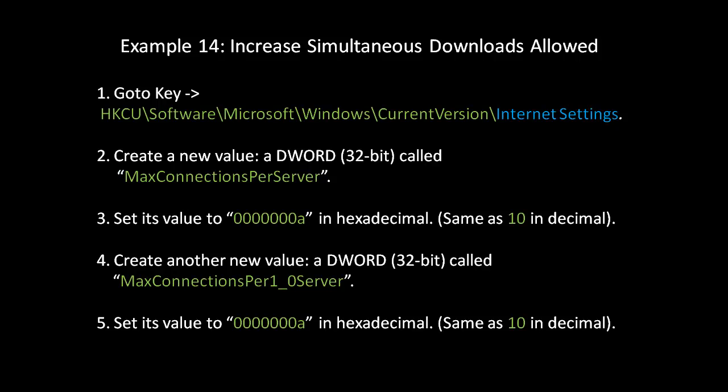We'll need to create another new value, again 32-bit DWORD, and this one will be called MaxConnectionsPer1_0Server. And again, we'll set its value to the same 0000000A in hexadecimal or 10 in decimal.